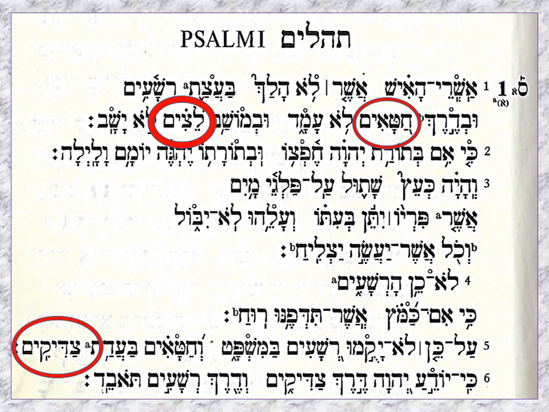The accent or stress or the tonic symbol is the first one here. You can see an accent there underneath the chet with the patach, short A class vowel. Chattaim.